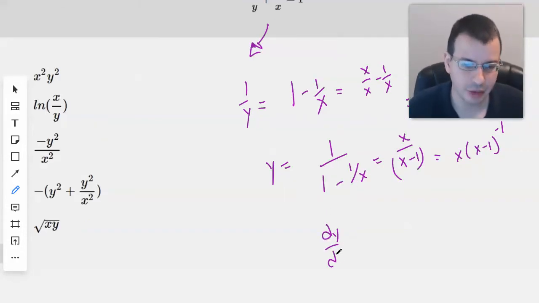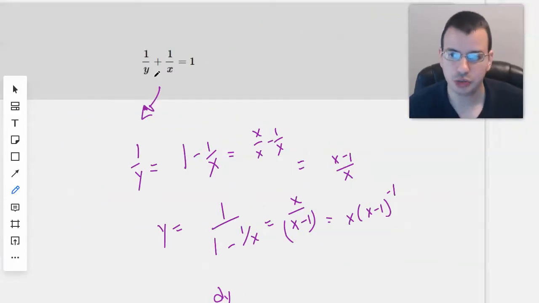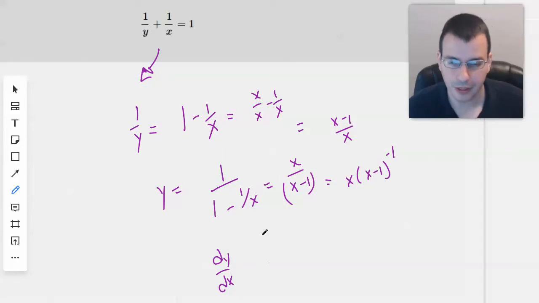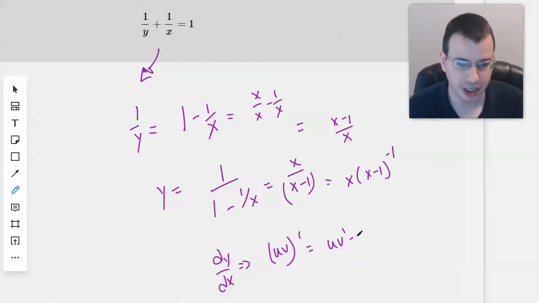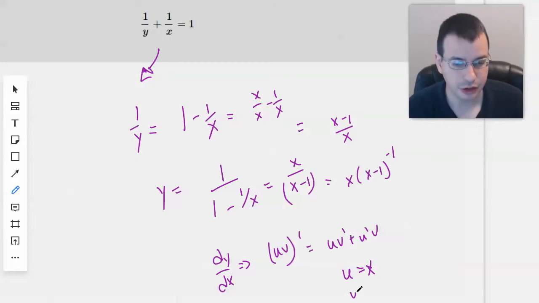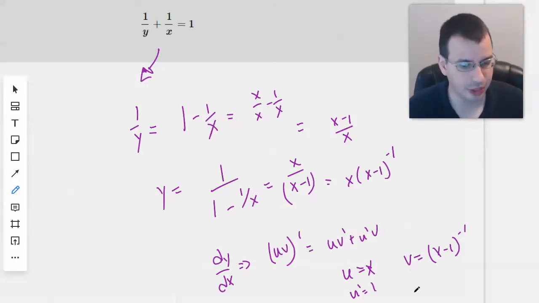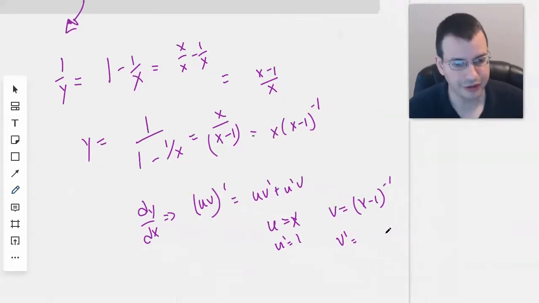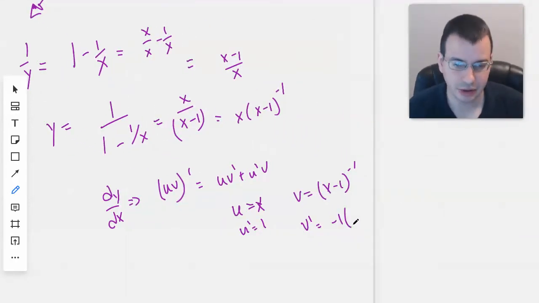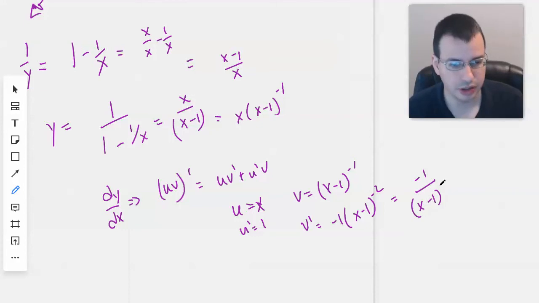So we have dy dx. Basically what happened here was I just rearranged this to separate x on one side and y on the other side. So this is the product rule, uv prime plus u prime v. u equals x, u prime equals 1, v equals x minus 1 to the negative 1st power, and therefore v prime is negative 1 times x minus 1 to the negative 2nd, which is the same as negative 1 over x minus 1 squared.